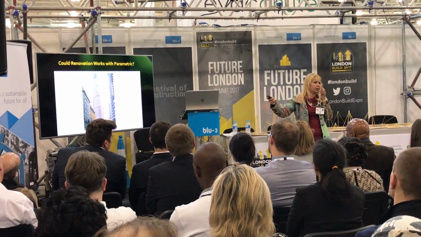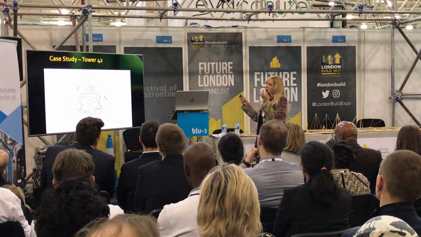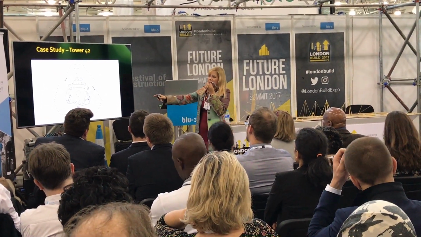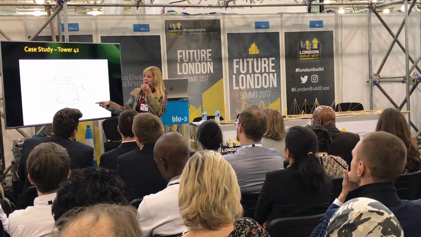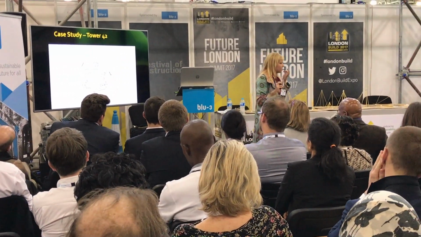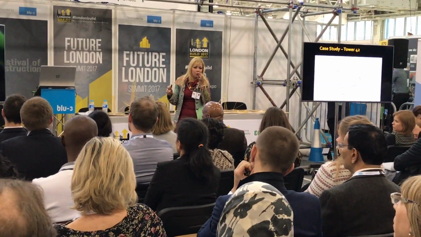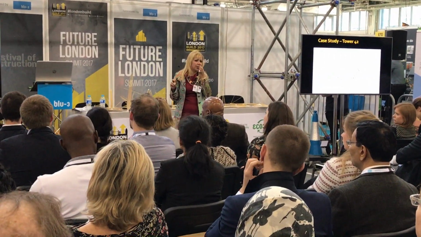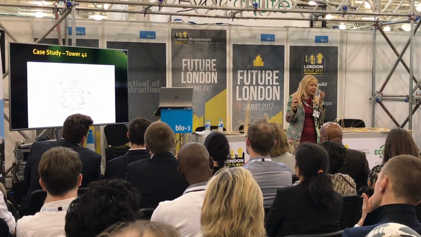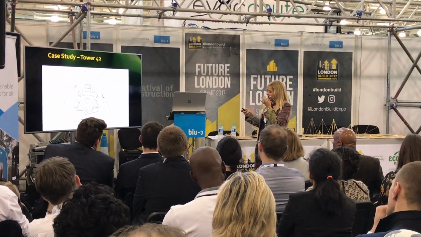I'm going to show you very quickly two case studies for this. The first case study is Tower 42. You can see it has a very large core, and the floor plates are not big enough. When the tower was first constructed, NatWest didn't move all their staff in there because they needed bigger floor plates. So the tower was not commercial enough.